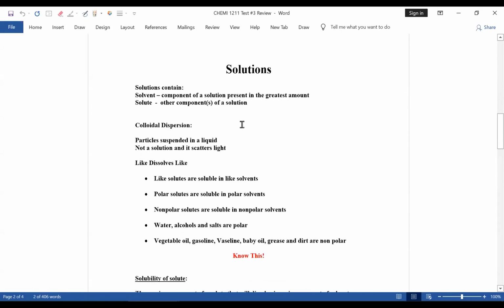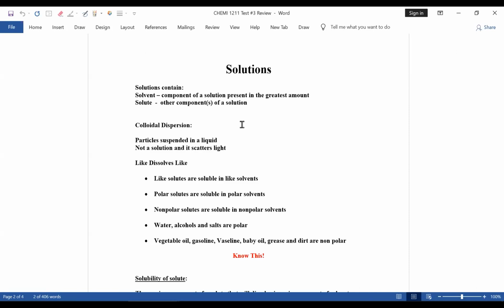All right, let's talk about solutions. You should know that a solution contains a solvent, which is the component of a solution present in the greatest amount. All other components are called solutes. So again, the solvent of a solution, of which there's only one, even though nowadays some people have changed that definition, but most chemists don't, is the component present in the greatest amount, and all other components are called solutes.